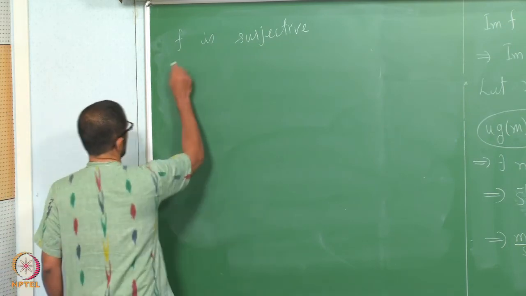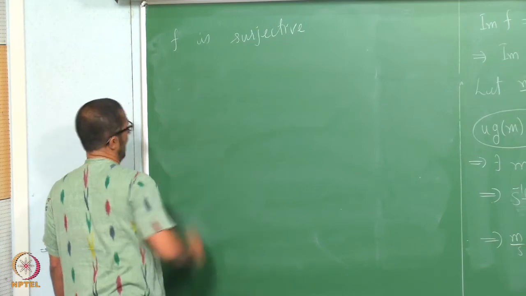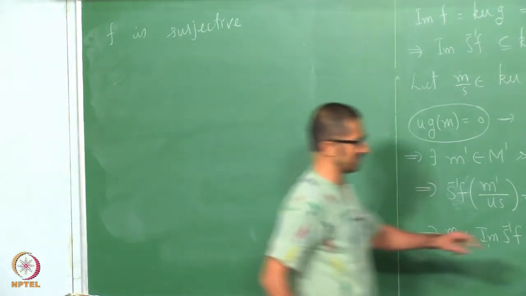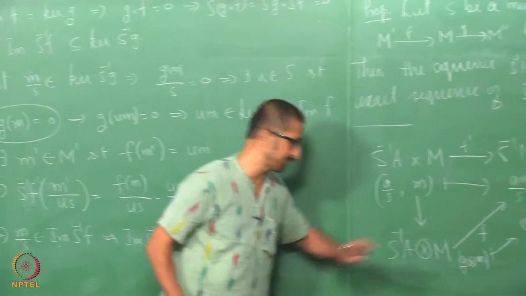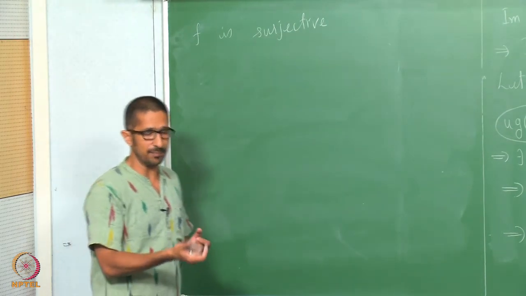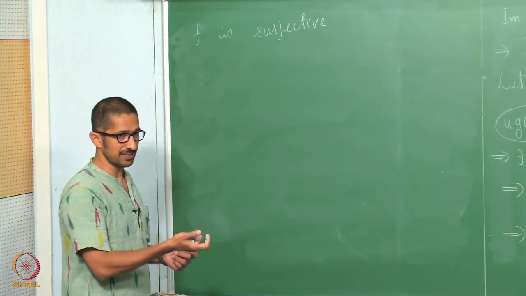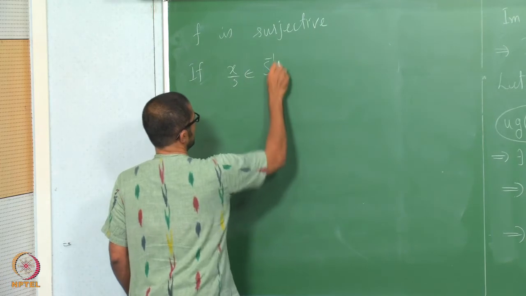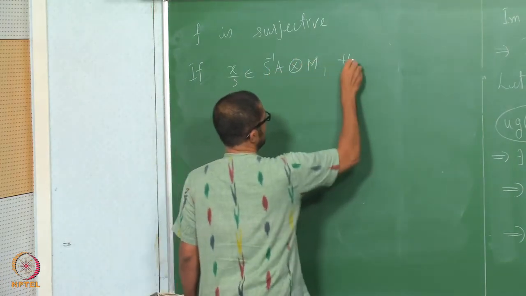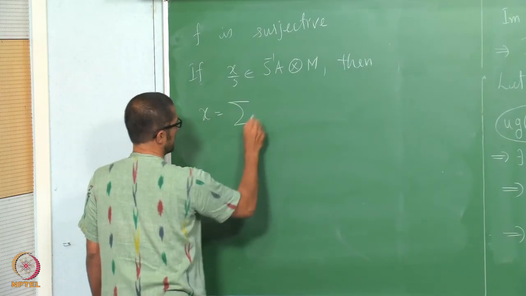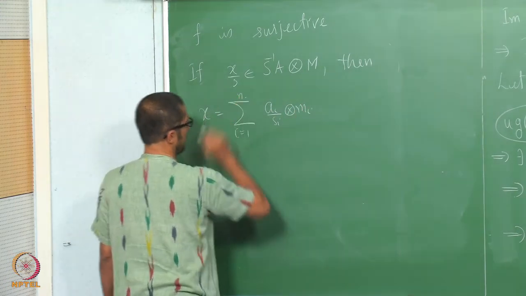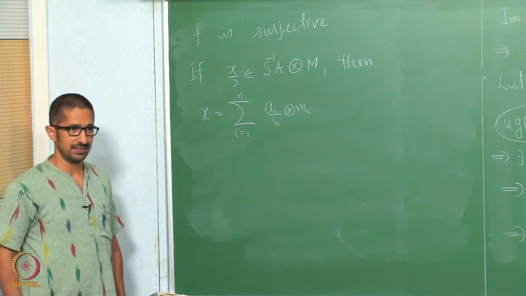Okay. So, let us look at first an element of S inverse A tensor M. How does any element of S inverse A tensor M look like? It is a linear combination of the basic tensors, right, the elementary tensors. So, if x by S is in S inverse A tensor M, then x by S is of the form summation AI by SI tensor MI, some finite combination of the form like this, right.